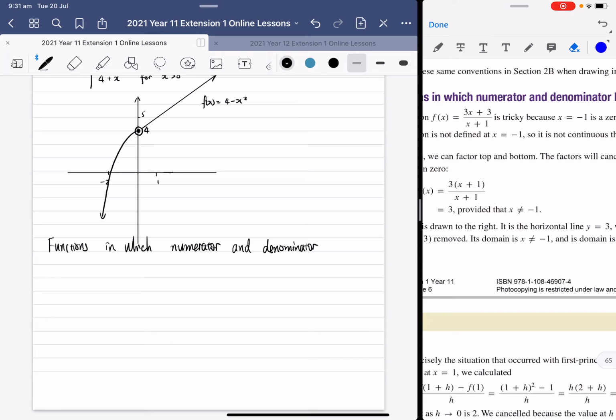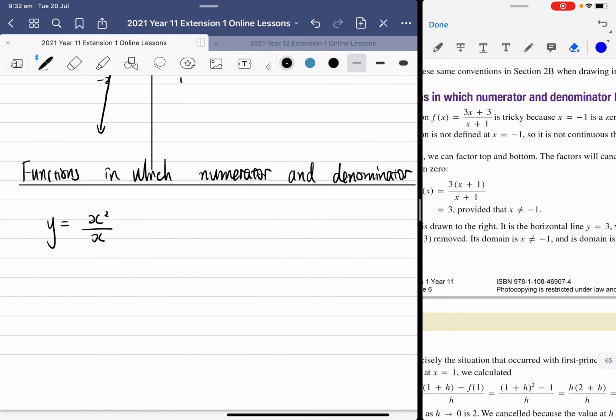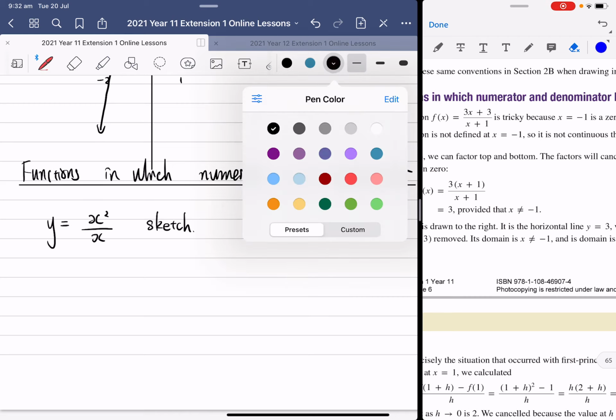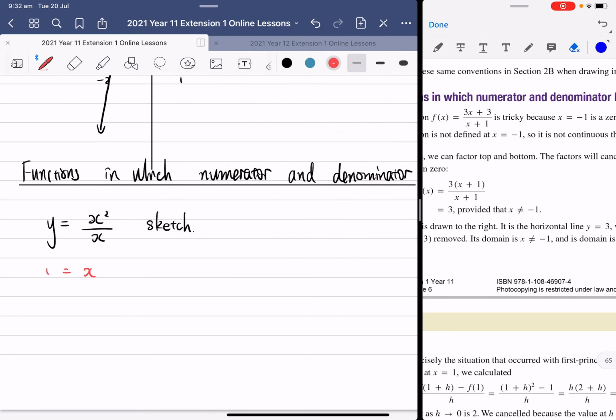I'll show you one way of dealing with sketching the functions here. So y equals x squared over x, this kind of thing, and I'll ask you to actually sketch the function. Now remember, this is very important, because if you try to use algebra to simplify this function before you sketch, obviously you get y equals x. However, during the process of this algebra manipulation, the domain has changed.